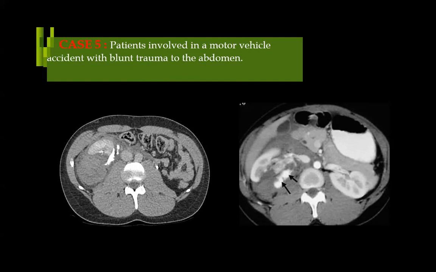So if you have contrast in the delayed phase coming out of the kidney, something like this, contrast leaking out of the kidney, that means there is injury to the collecting system. Again, this is contrast leaking out of the kidney. This is not the normal renal cortex. So this is a shattered sort of kidney.